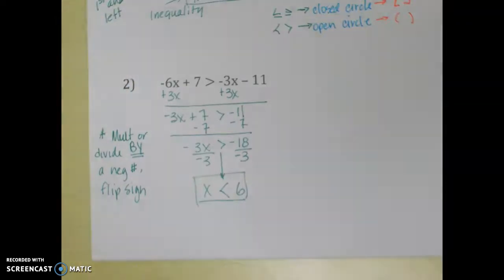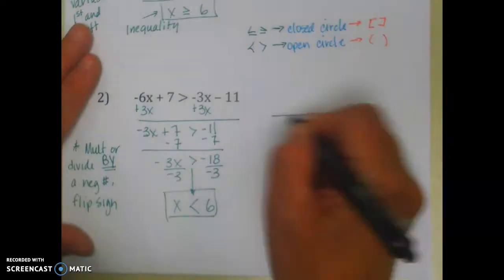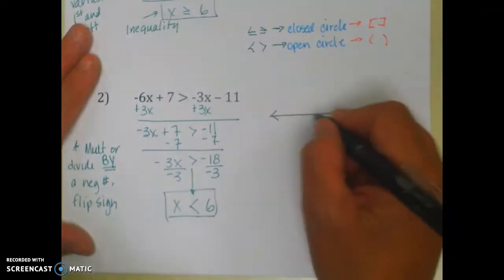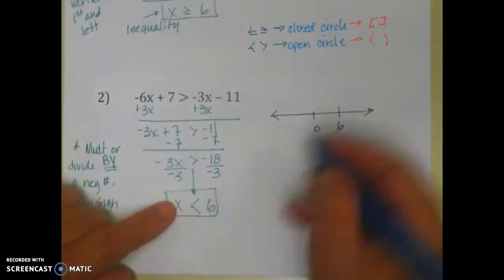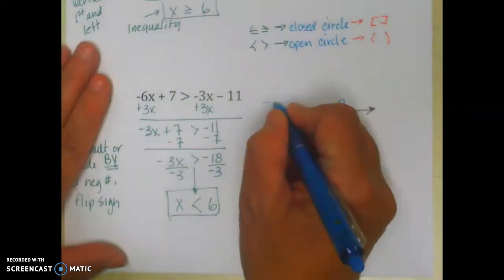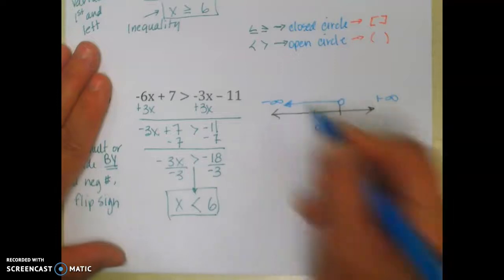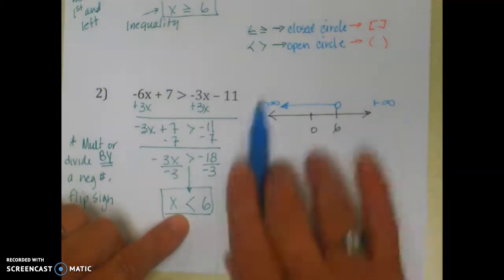Okay, the next thing I'm going to do with my inequality is I'm going to graph it on a number line. So I'm going to draw my number line. And my points, I've got 6. And I use 0 as a reference point. This time it's pointing to the left of 6. Remember, this is negative infinity and this is positive infinity. So it goes to the left. And there's no line under it, so I'm going to leave it as an open circle. Okay, so that's my final graph.